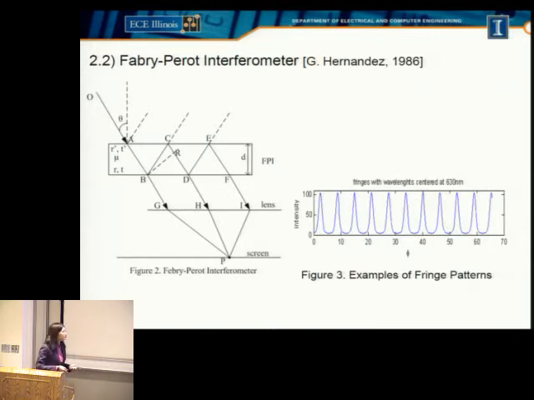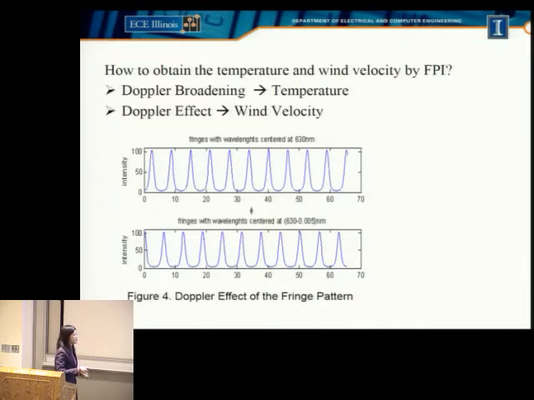So how do we use such kind of phase pattern in order to get the temperature and wind velocity? It is actually not that hard. If looking at this phase pattern, if the temperature is higher, the width of each cycle of the phase pattern will be larger as well. As a result, by measuring the width of the phase pattern here, we can know the temperature in the atmosphere, and we call that Doppler broadening.